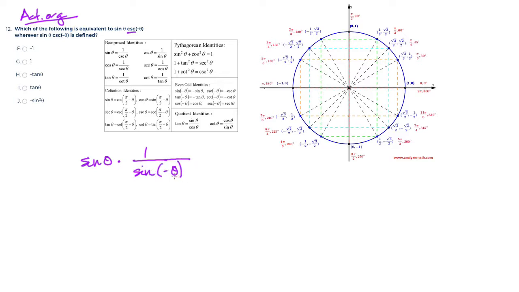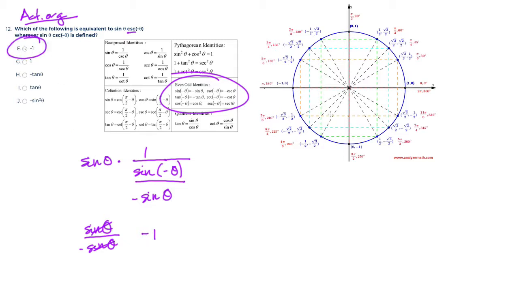So hopefully you remember that there were some rules here about the sine of a negative number, and that's all these guys right here. And so here you can see, okay, well, the sine of negative theta is equal to negative sine theta, right? So if I have sine theta divided by, because I'll multiply this times 1, and then this is in the denominator, negative sine theta, then these cancel, and I'm left with a negative 1. So this is answer F.